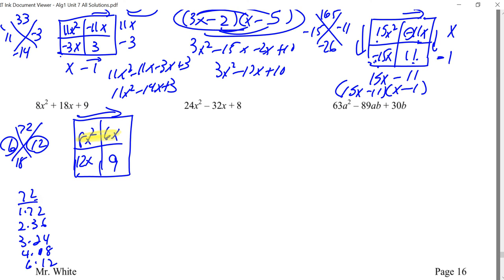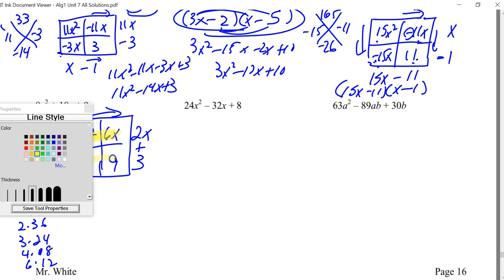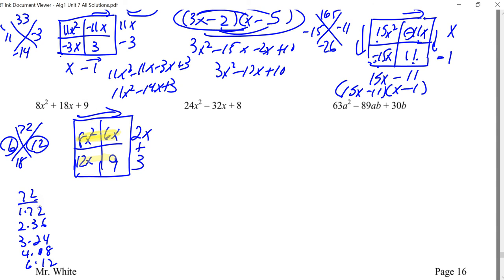What does 8x squared and 6x have in common? They both have a 2x. What does 12x and 9 have in common? They both have a 3. So there's one factor. Let's do this color coded. This may help. Maybe not, but what the heck.